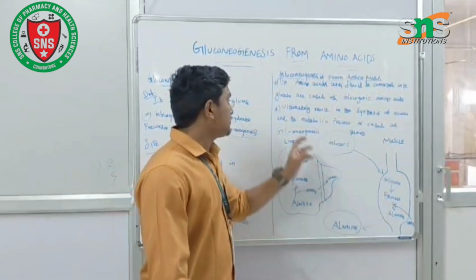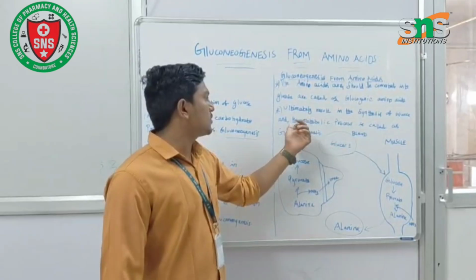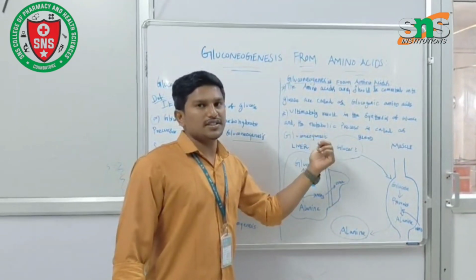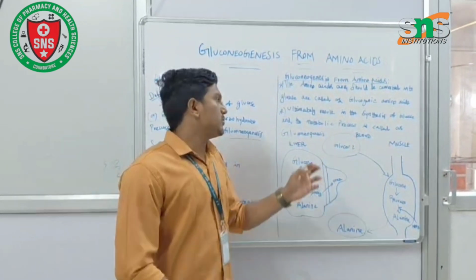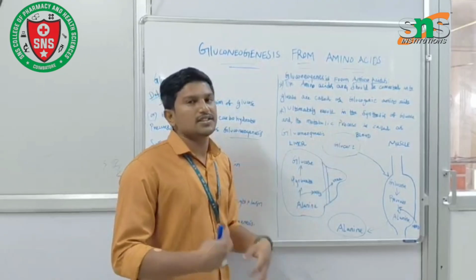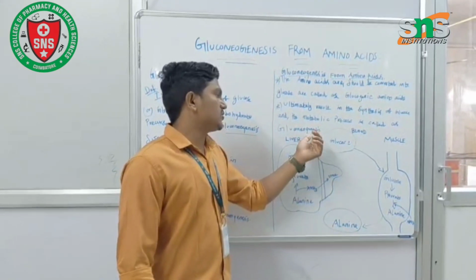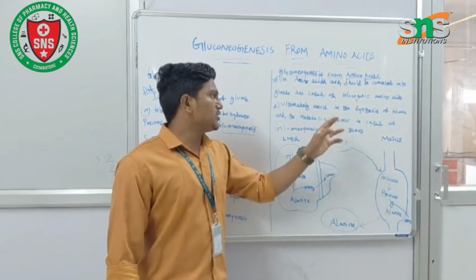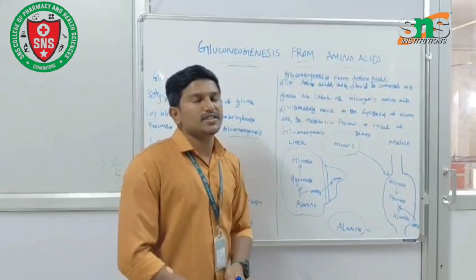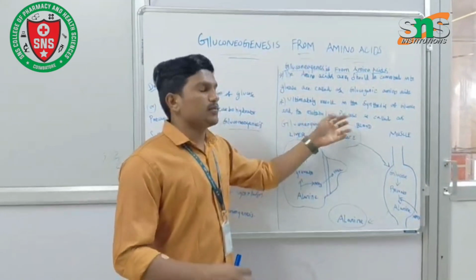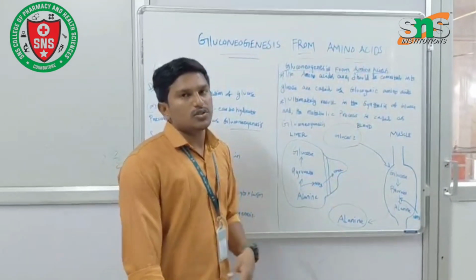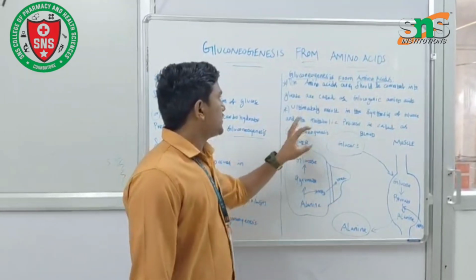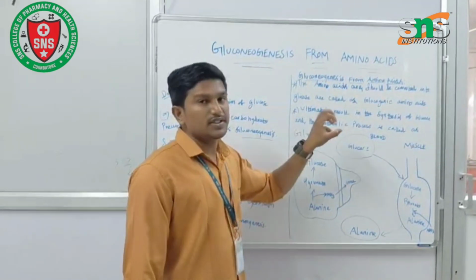This ultimately results in the synthesis of glucose, and this metabolic process is called gluconeogenesis. This is a simple definition of gluconeogenesis from amino acids.